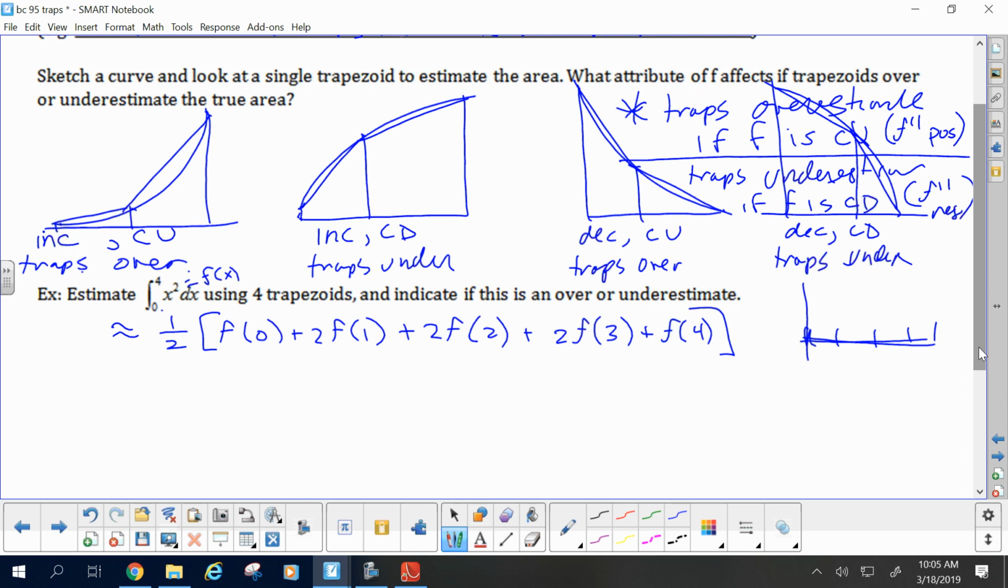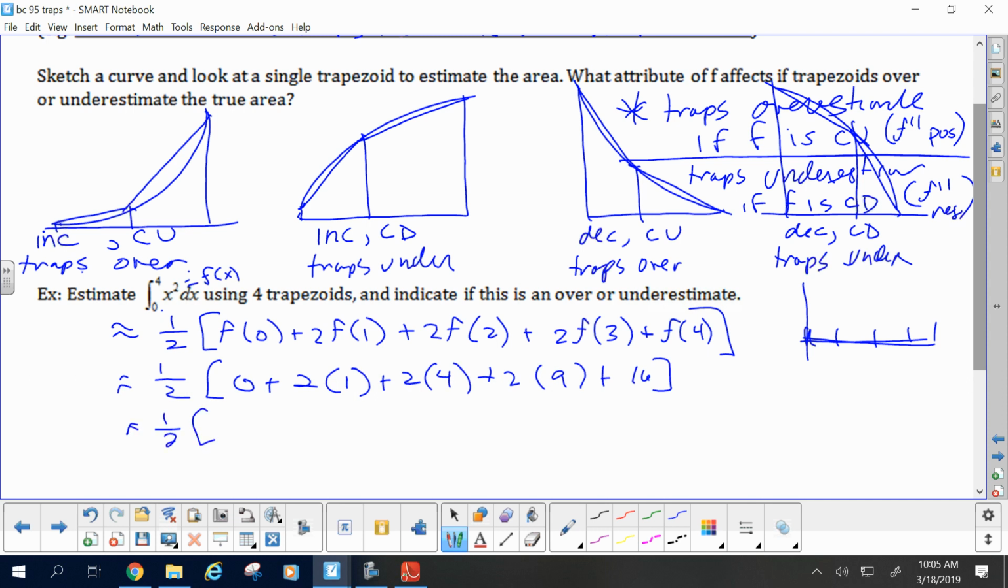You with me? All right, so 1 half of 0 plus 2 times 1 squared plus 2 times 2 squared, which is 4, plus 2 times 3 squared, which is 9, plus a single 4 squared, which is 16. Our estimate is 1 half of 2 plus 8 plus 18 plus 16. That's our estimate, y'all. 10, 28, 44 divided by 2, I'm getting 22.